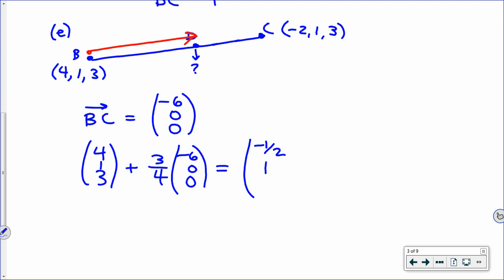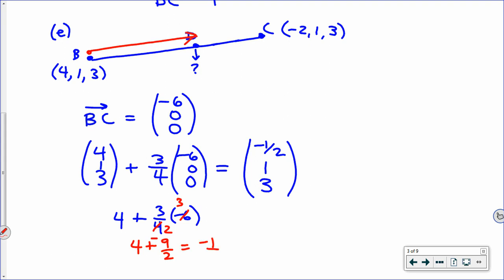If you want to see the calculation there for the -1/2, it was 3/4 times -6. I did it mentally, but what I did was I reduced this to 3 over 2, and I ended up with 4 plus 9 over 2, and it would be negative, so 4 minus 9 over 2. And that's -1/2, so that's where that came from. And then these would be the coordinates of D. And that's it.